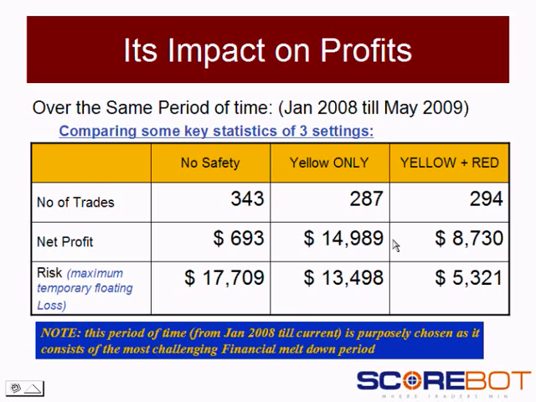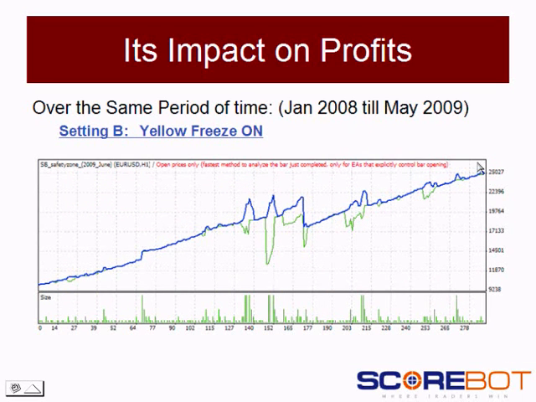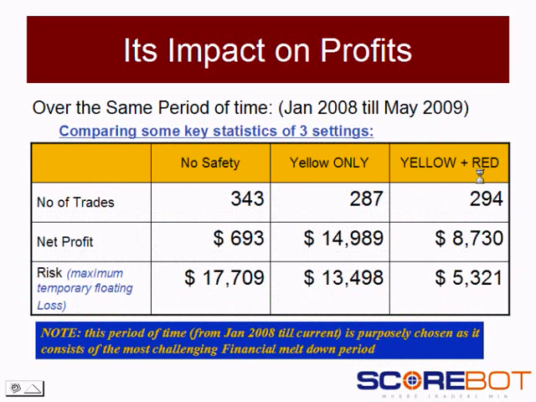Right? It comes back at this almost 18,000 of net profit on top of your 10,000 capital. This is where a lot of drawdown, temporary floating loss. However, towards the end of the trading, all these are being evened out. Let's look at the third settings, both yellow and red, which we mentioned is designed for low risk traders. Now you'll see that there is a slightly increased number of trades.